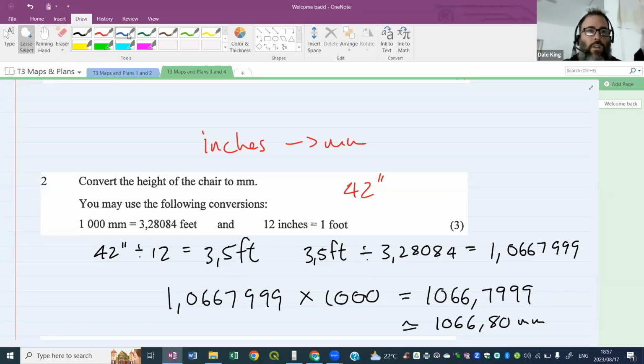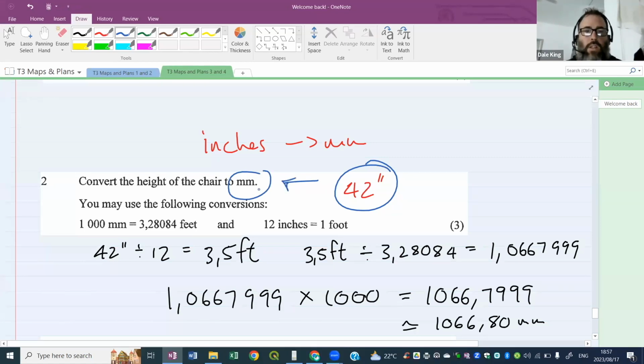So let's follow the arrows. First things first, we're given inches, and we need to get to millimeters. So the question gives us inches and we need to get to millimeters. We could have gone from inches to millimeters in one conversion. There is such a conversion, but they didn't give it to us. They gave us these 2.